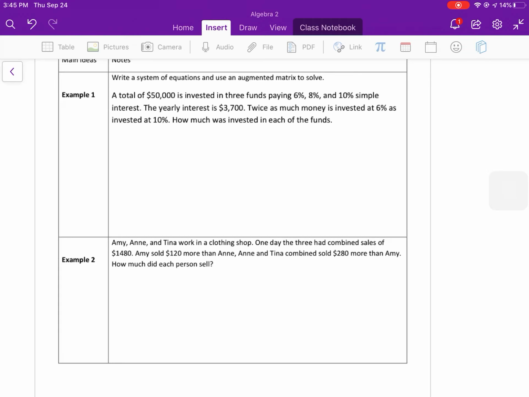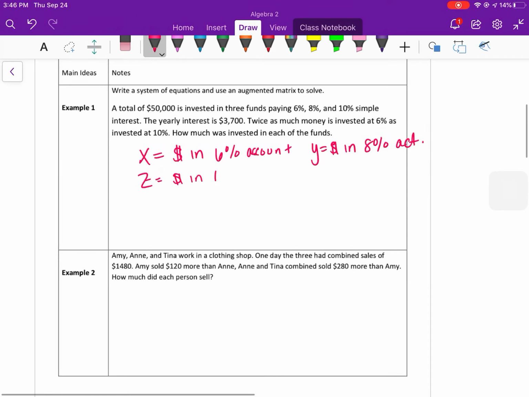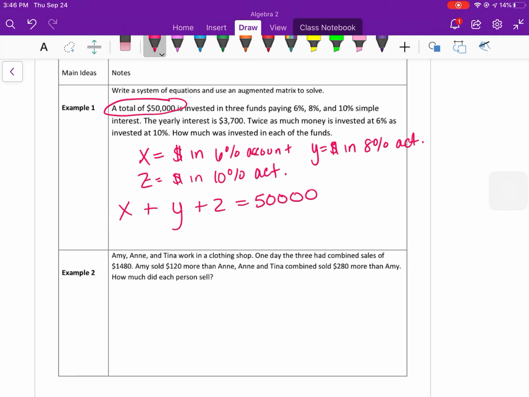So this time they are defined to be the 3 types of funds. So X is going to be the money that we put in the 6% account. Let's let Y equal the money in the 8% account. And then Z equal the amount of money that you put in the 10% account. So altogether, you are investing $50,000. So when you add up the amount of money that you're putting in each of the 3 accounts, it should equal $50,000.